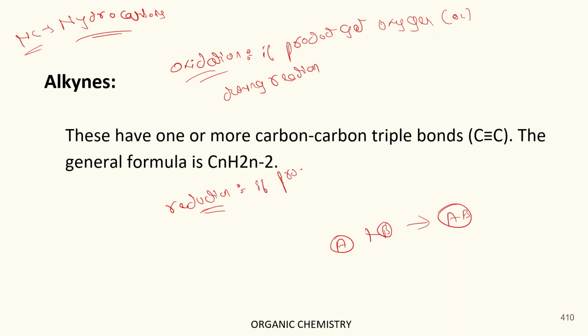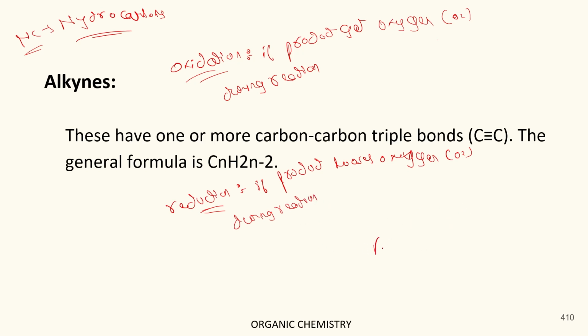If the product loses oxygen or O2 during the reaction, that is reduction. Okay, so suppose in this scenario A and B underwent a reaction and formed AB. If AB gets oxygen, then it is an example of oxidation. But if AB loses oxygen, then it is an example of reduction.